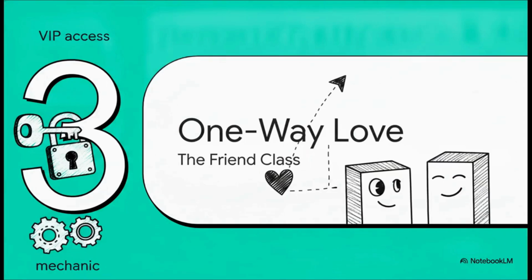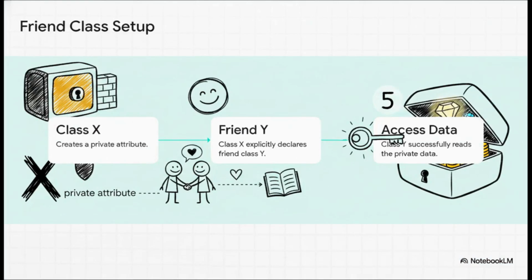Moving on to Section 3, friend class and the concept of one-way love. Okay, so how do we actually give out this VIP pass? Let's look at the mechanics of a friend class. Imagine we have class X, and it has a heavily guarded private integer, let's say a equals 5. Remember, in C++, if you don't explicitly write private, it just defaults to private anyway.